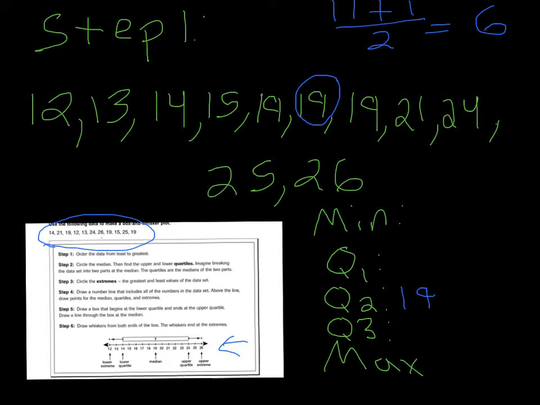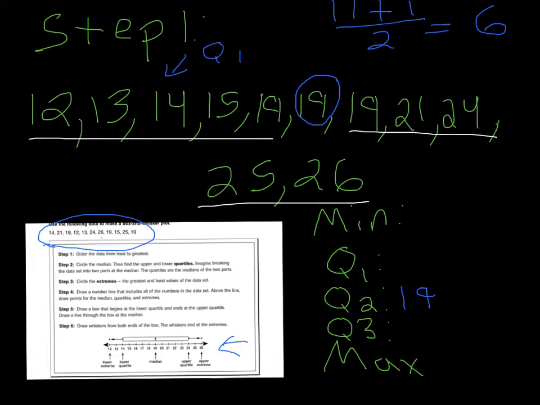Then it says imagine breaking the data set into two parts at the median. The quartiles are the medians of the two parts. So basically, we are going to find the median of the lower half and then the median of the upper half. This is pretty simple. We have 1, 2, 3, 4, 5 numbers, so this right here is our Q1, and I'll circle it. Same thing up top, we have 5 numbers, so I find the median of those 5, and that would be our Q3.